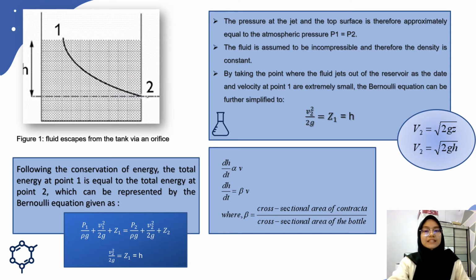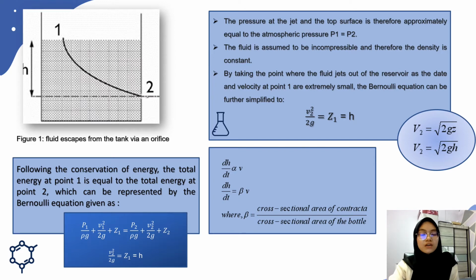The pressure at the jet and the top surface is therefore approximately equal to the atmospheric pressure, which is P1 equal to P2. The fluid is assumed to be incompressible and therefore the density is constant. Taking the point where the fluid jets out of the reservoir, as the velocity at point 1 is extremely small, the Bernoulli equation can be further simplified as shown. In other words, the equation on the right side of the slide predicts the velocity of the jet to be equal to the square root of 2gh.